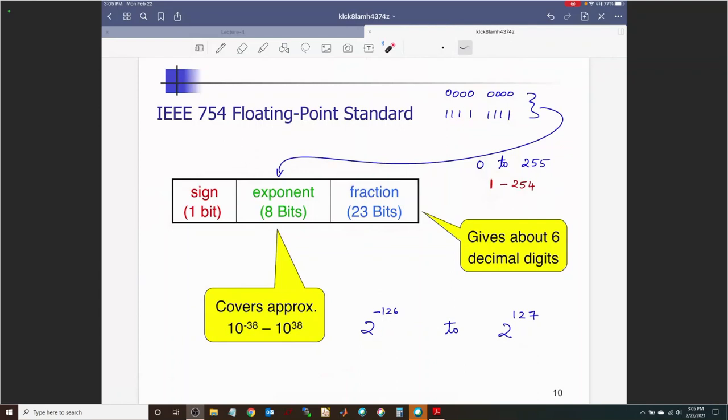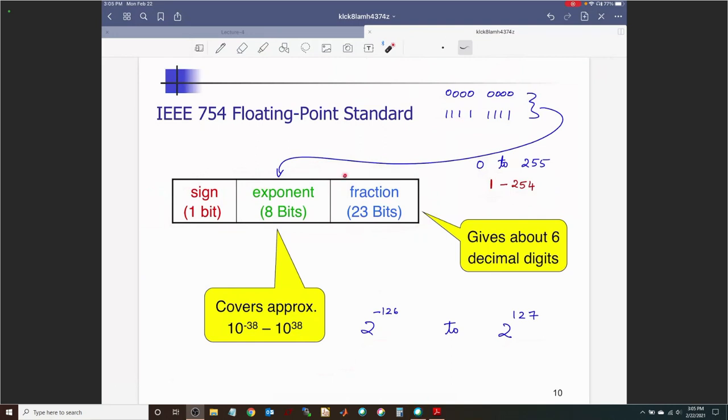And out of those 254, if you want roughly half of them for negative exponents and half of them for positive exponents, you can have that particular range. And this is kind of the reason why the exponent field is expressed in what we call excess-127 format. So let's take a look at some more details about this in a little bit.